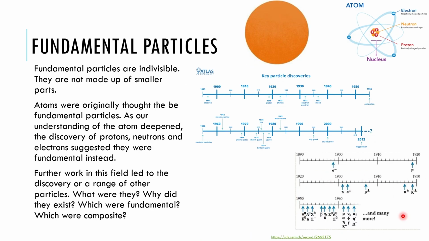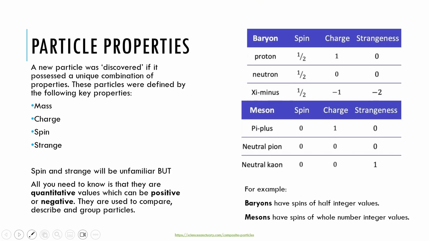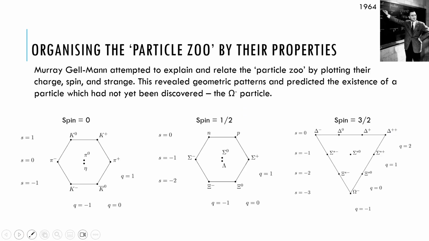Colloquially, all of these particles in the 1960s were referred to as the particle zoo. We had all of these particles. They needed to be classified similar to the animals that exist in a zoo, but organizing them in any meaningful way was quite difficult. And so Murray Gell-Mann attempted to relate all of these particles by their charge, spin, and strangeness in a way that geometrically and mathematically made sense.